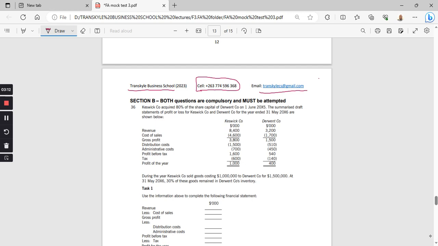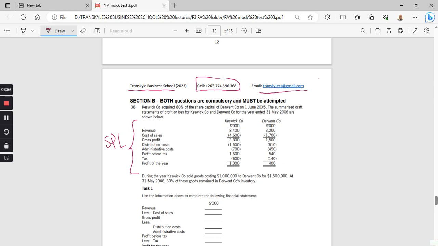Now the question is saying Keswick acquired 80% of the share capital of Dwent Co on 1 June 20x5. Summarized draft statements of profit or loss for Keswick Co and Dwent Co for the year ended 31 May 20x6 are shown below. So those are the draft financial statements, and this first one is what we call the statement of profit or loss. That's the draft.